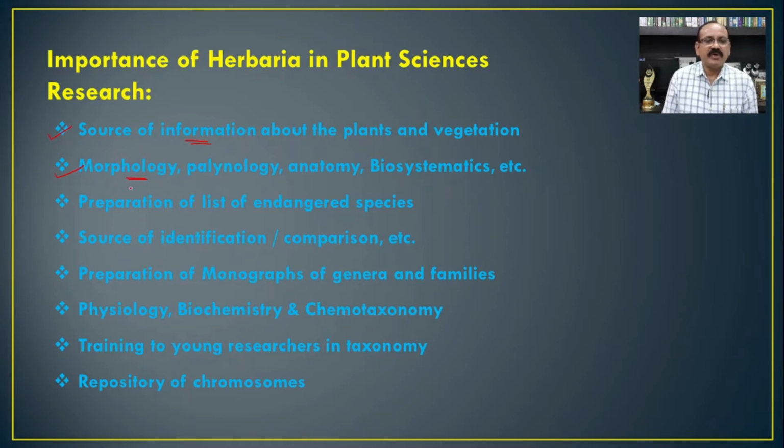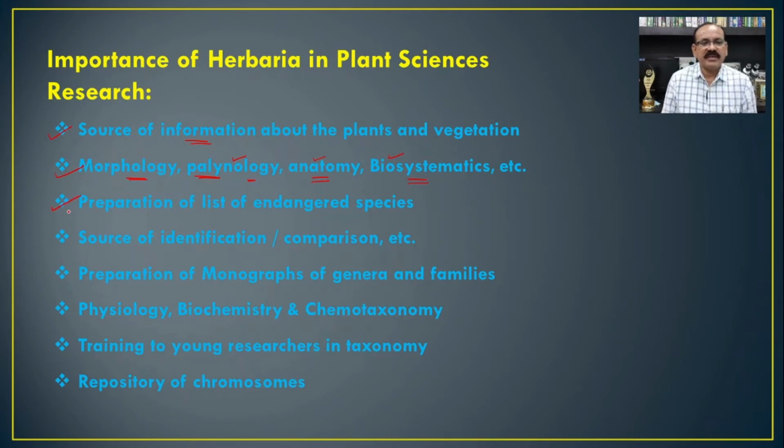The second one is morphology, palynology, anatomy and biosystematics. With the help of available specimens, we can study the morphology of the plants or vegetation. Then on the basis of the pollen grains in the specimens, we can study the different pollen grains, then anatomy and biosystematics also. For such studies like palynology, anatomy and biosystematics, there is a need for permission from the owners or officials of the herbarium, because we have to use certain plant material, and for that it is necessary to take permission.